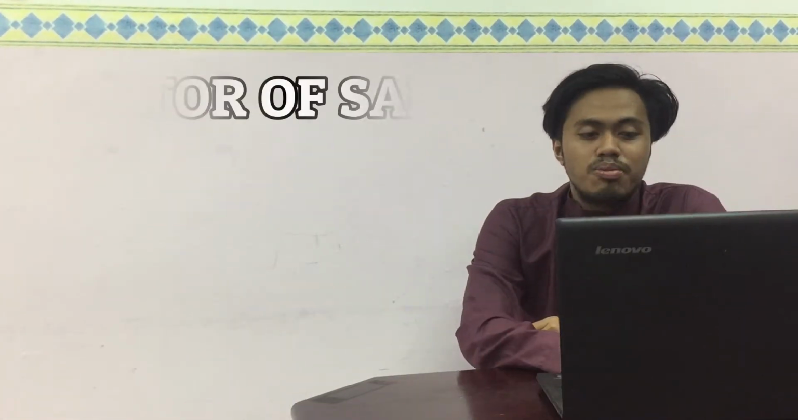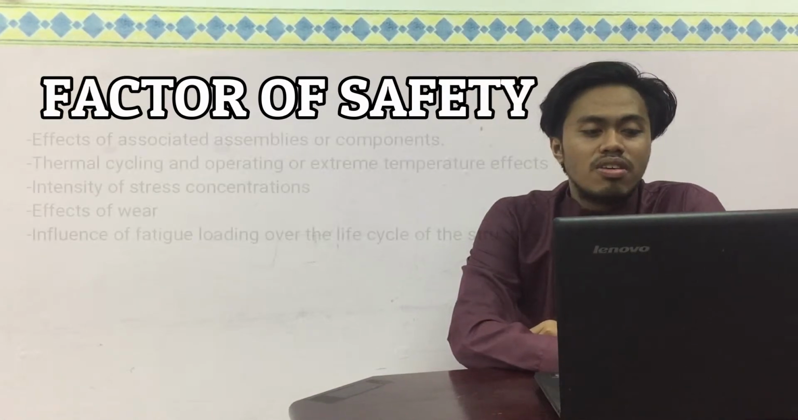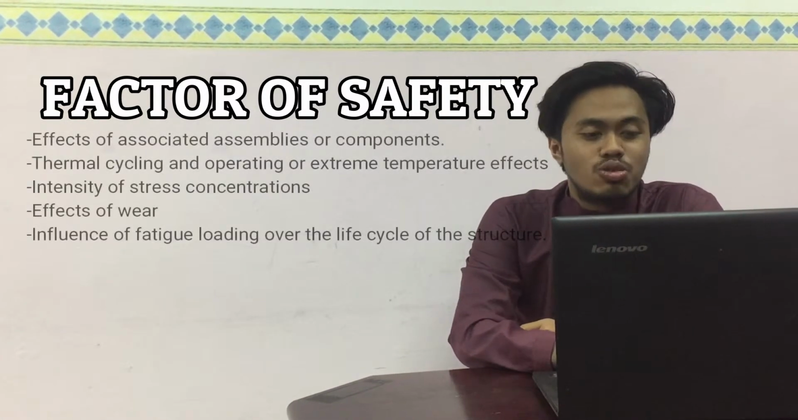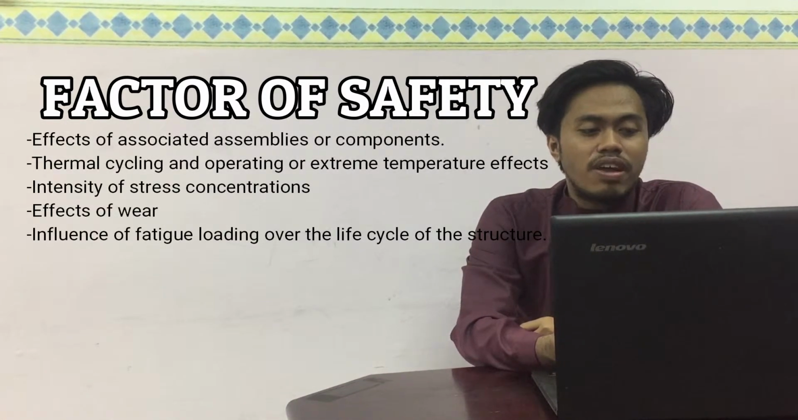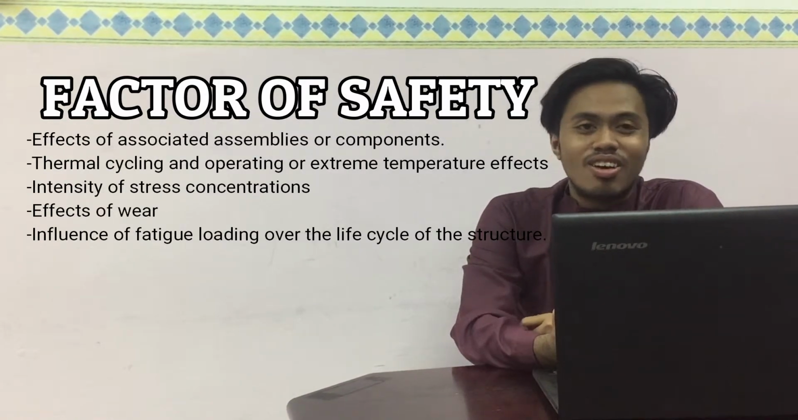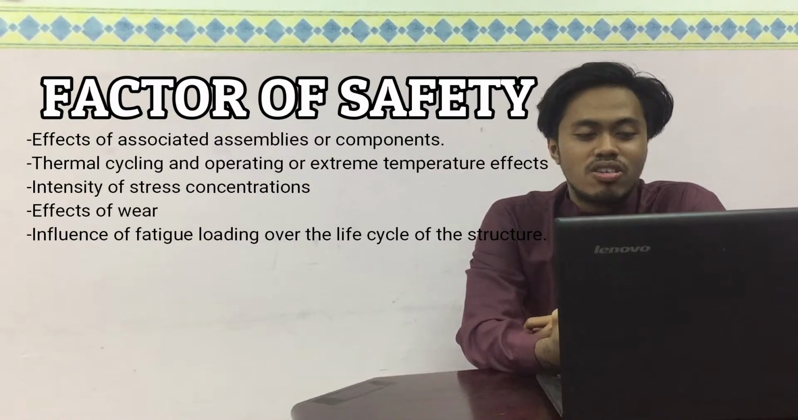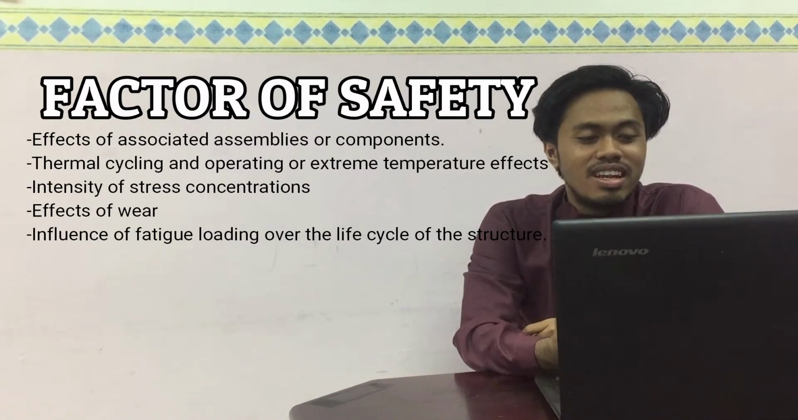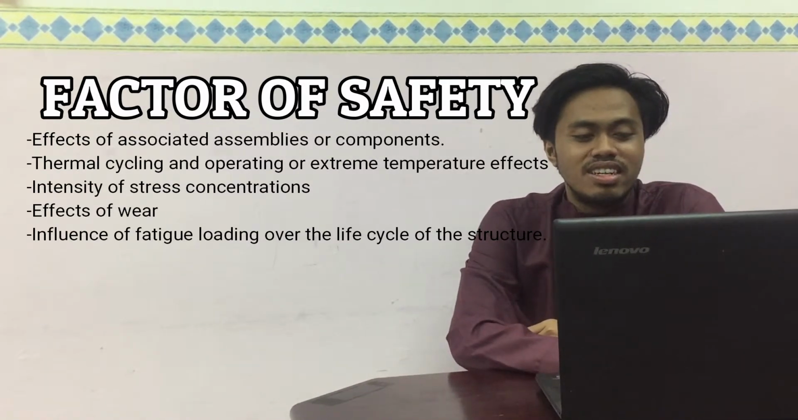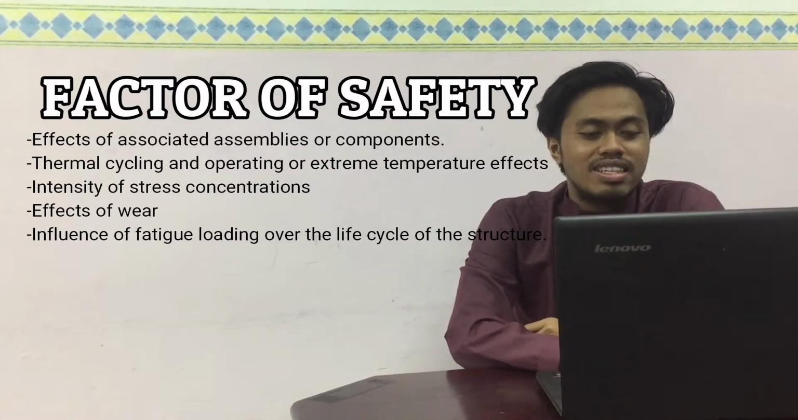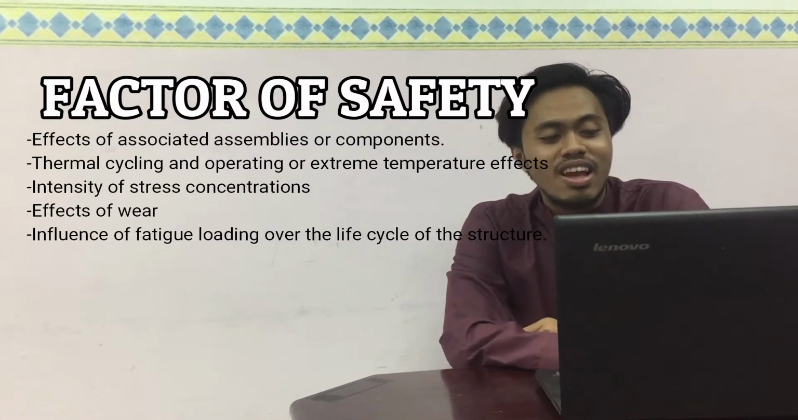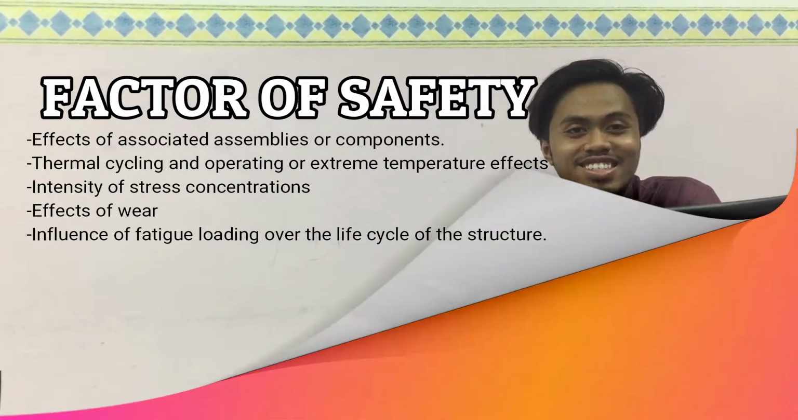Next, in describing the load carrying capacity of the system beyond the expected actual loads, first, we indicate the effect of associated assemblies or components. Second, thermal cycling and operating or extreme temperature effects. Third, intensity of stress concentration. Fourth, effects of wear. And lastly, the influence of fatigue loading over the life cycle of the structure.